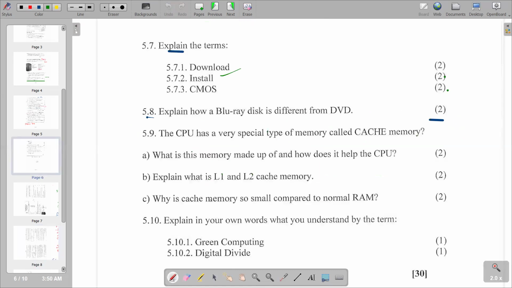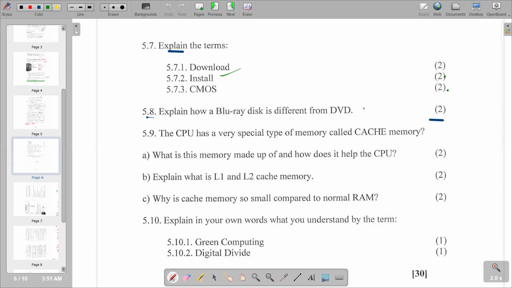So that's what we have for 5.9B. And let's go to the next part of our question, which is C. Why is cache memory so small compared to normal RAM? So you see that it's because the CPU is small. And that's why the memory is small. It's because the CPU is small, and you cannot store a lot of cache, since it is constructed from SRAM, and it is bulky. So basically, that's the reason that you can give on C. That is why cache memory is so small compared to normal RAM. It's because the CPU is small. So that's the basic reason that we can give.